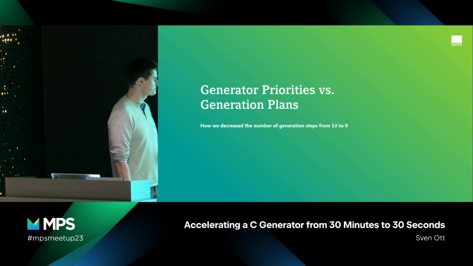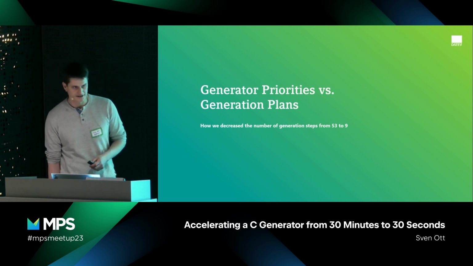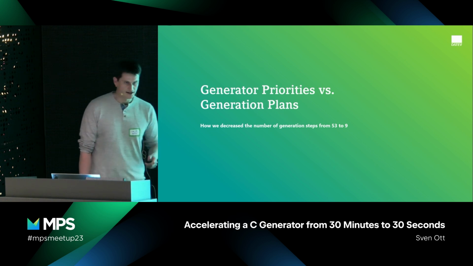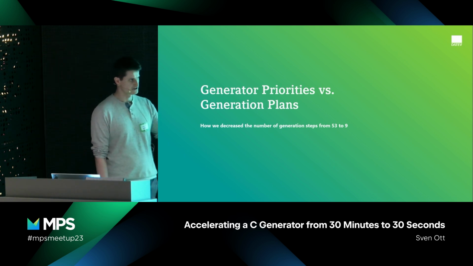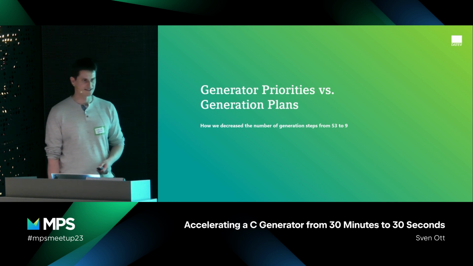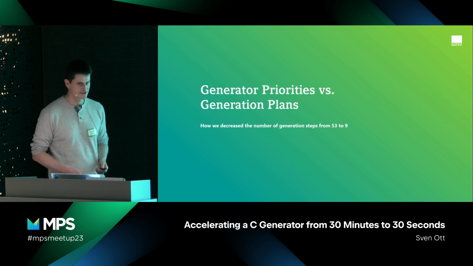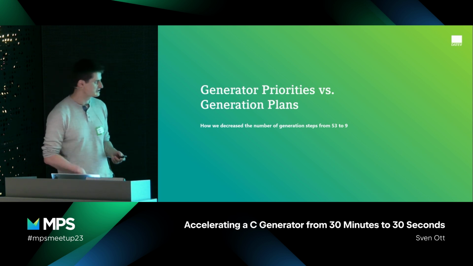Yeah, now next bigger topic, generator priorities versus generation plans. I already said that we have multiple generators involved, and there are basically 3 ways to define the order of generators in MPS. So actually there are 2 ways, and there is one way where you just don't define the order, and then there is a generation plan algorithm in MPS, which will then, on any heuristic, try to guess the correct order of generators and execute them in that right order.